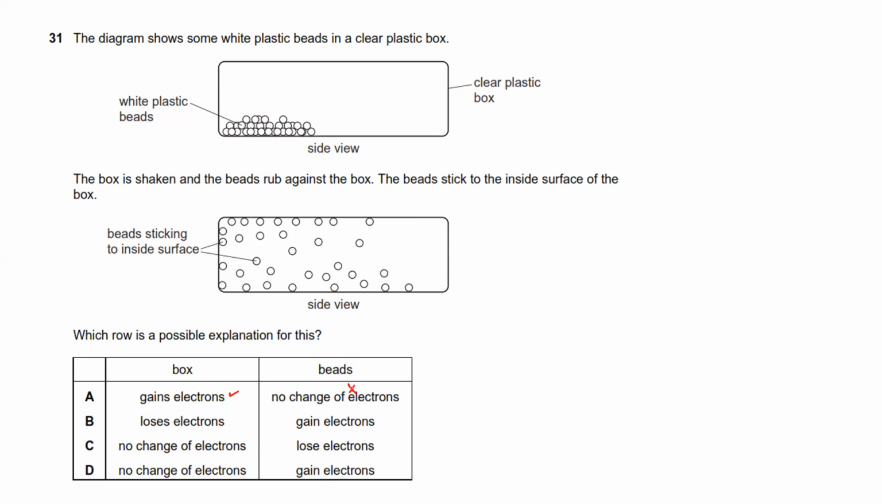No change in electrons, no. Then the beads should have lost electrons to stick. Box loses electrons, beads gain electrons. Yes, this is a good choice. Then the box has no change in electrons, then what's the point of the beads losing electrons? Okay, then again no change, gaining electrons. So answer B is the best choice we have in this case.